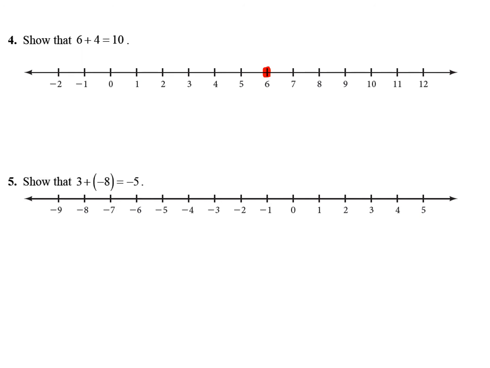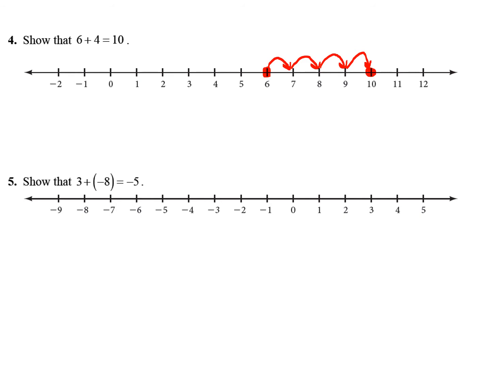If it is a positive number, we move to the right. If it's a negative number, we move to the left. That's all it is. So here we go. From the 6, we're going to go 1, 2, 3, 4, and we put a little dot there. That's our ending position, and we've just added 6 plus 4.